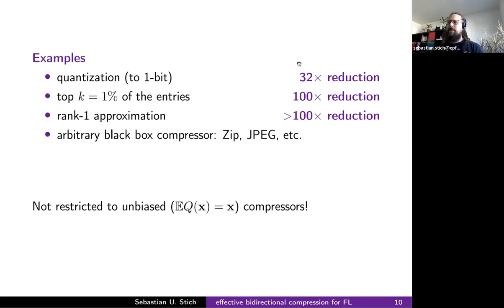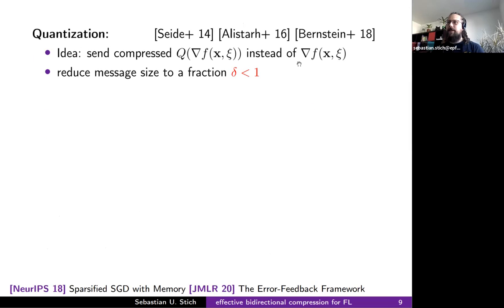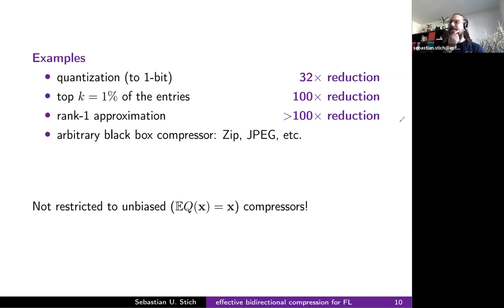Okay, I see there's something missing on the slide, but I can write this. So let's make some examples. We can, for instance, quantize our vectors to, let's say, 1 bit, from 32 to 1 bit. So I can achieve a compression guarantee of a factor 32.